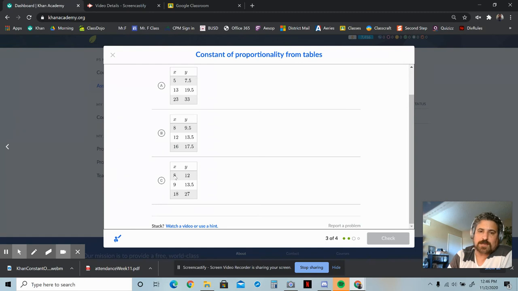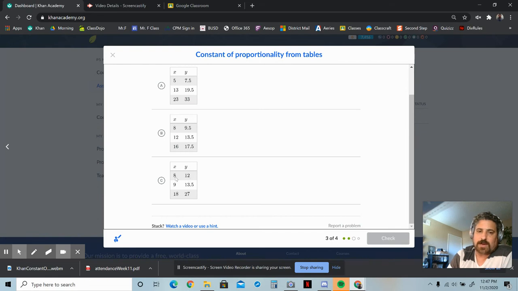Yes. 8 times 1 is 8. Half of 8 is 4. 8 plus 4 is 12. 9 times 1.5, is that 13.5? Well, 9 times 1 is 9. Half of 9 is 4.5. 9 plus 4.5 is 13.5. That's good so far. And 18 times 1.5, is that 27? Well, 18 times 1 is 18 plus half of 18, which is 9. 18 plus 9, is that 27? Yes. So C looks like it's the best answer because the ratio of y over x is always 1.5.